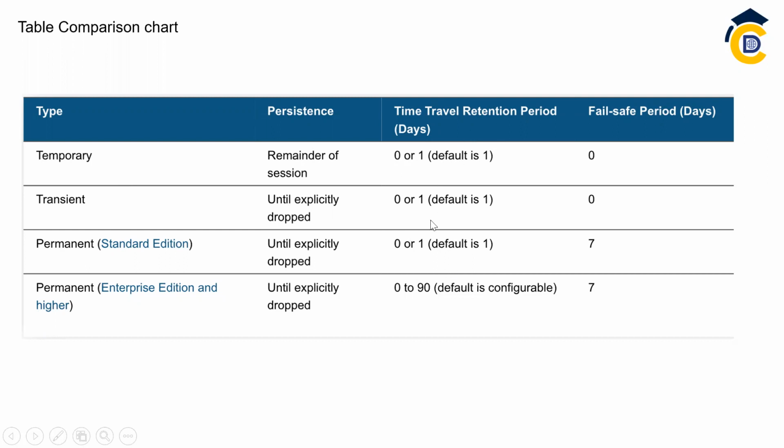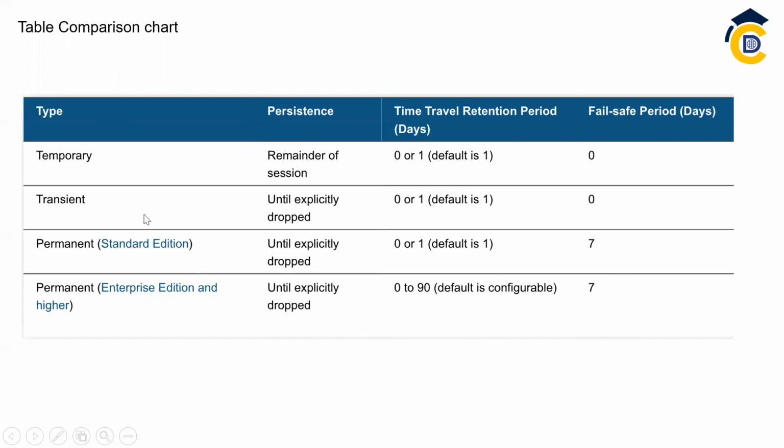Moreover, after the time travel period gets over, they cannot retrieve it back because it doesn't go into failsafe. But for permanent tables, even though the time travel period goes beyond the retention time, for example, you have set it to 2 but after 3 days you realize there was a wrong update or the data got deleted, you still have 7 days to restore it. But in failsafe you cannot restore using select statements like AT and BEFORE. You have to contact the Snowflake team for that. So for permanent tables, there is extra security or backup provided, irrespective of the time retention period. Once your retention period is over, the table moves into failsafe mode, and you have up to 7 days to restore it, and that too by contacting Snowflake support.